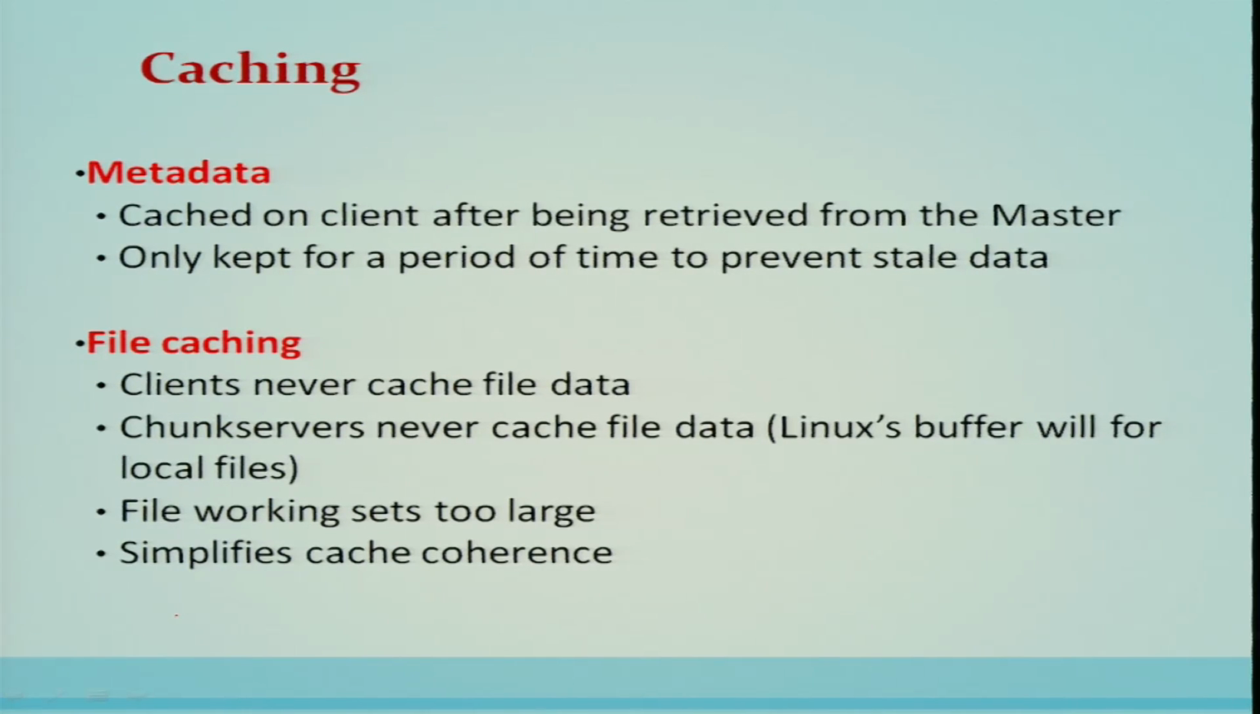Now the metadata that is cached on the client after being retrieved from the master is only kept for a specific period of time to prevent stale data. So the caching is only done for metadata, not the exact data. As for file caching, clients never cache the file data, as I explained earlier. Chunk servers never cache the file data either, because the Linux buffer cache does that caching for the local file, which is sufficient in Google file system. File working sets are too large, and that is why they are not required to be cached. Big files which are streamed are not required to be cached. Obviously when caching is not there, it simplifies all the problems of having a cache, like cache coherence.